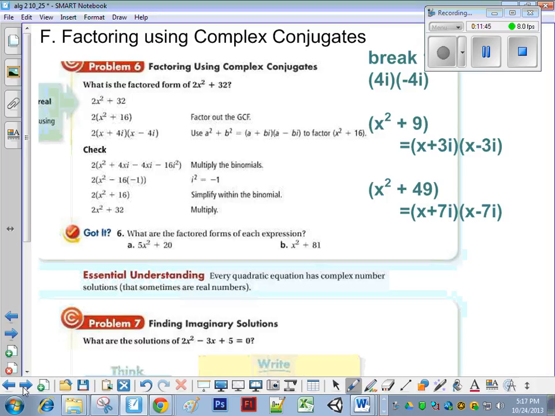Now lastly, when talking about factoring, this is a little complicated in some ways, but the main thing is how to factor certain parts. If I want to get the factored form of this using complex conjugates, I first do the GCF of 2, so I get x squared plus 16. And what really happened was I took 16 and I broke it down to 4i times negative 4i, because that would have given us negative 16i squared, which will give us positive 16. So to factor that so we can find our zeros, I'm going to have x plus 4i times x minus 4i.